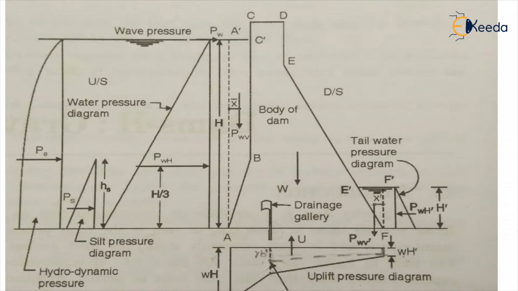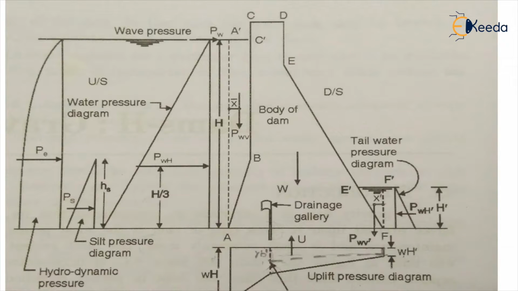Next, you can see the silt pressure diagram. As we discussed in reservoir sedimentation, the silt particles will be carried along with the flow of water from various sources, and this silt will get collected on the upstream side of the dam.